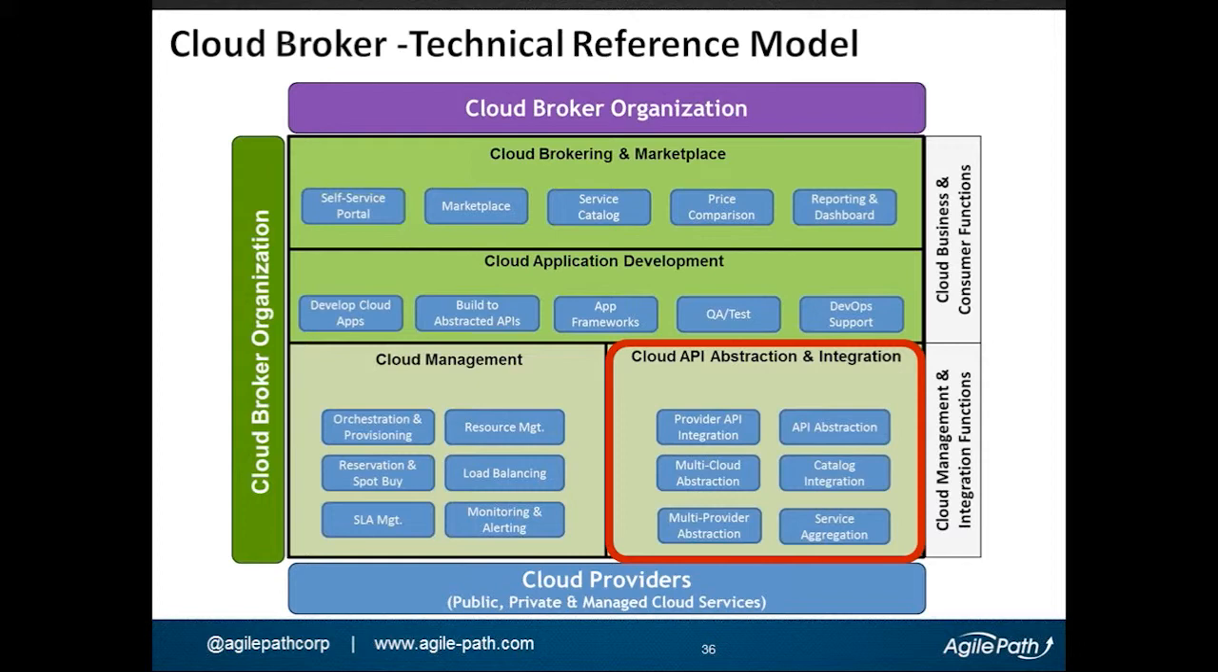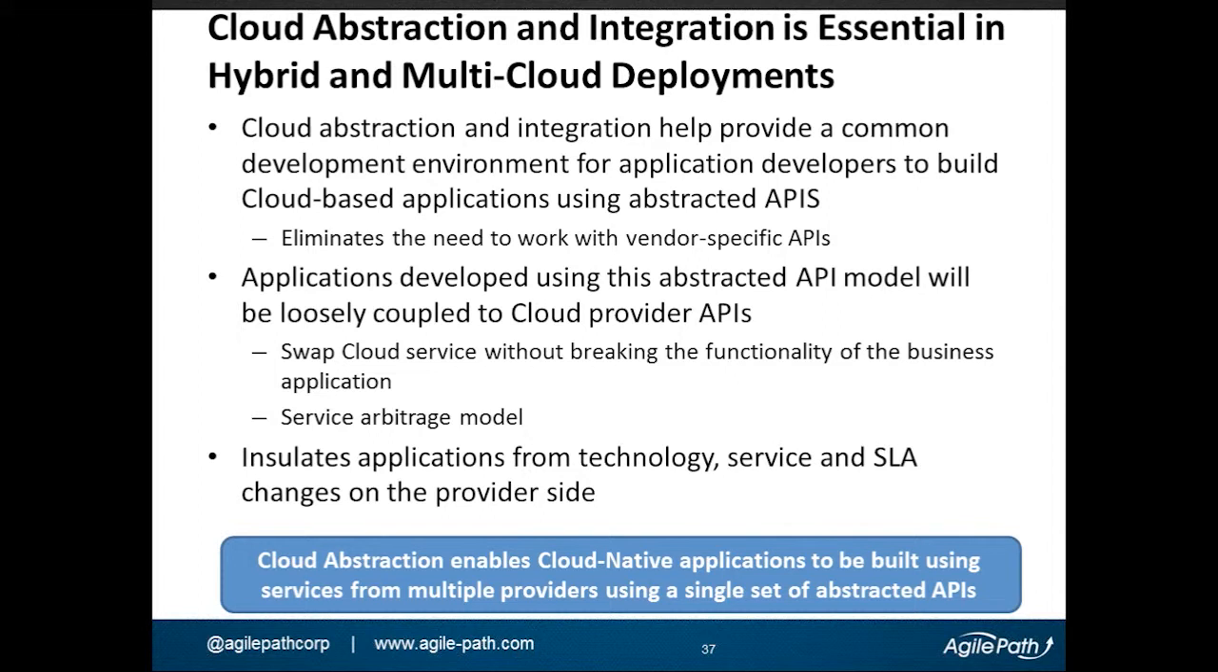You're providing catalog integration, so when these providers expose their catalog, you're actually aggregating their catalogs into the service catalog of the broker, and then getting that whole overall service aggregation model. So that's kind of the high-level bucket of cloud API abstraction and integration. This integration layer provides a common development environment for your developers to build native cloud apps using the abstracted APIs rather than getting into the gory details of provider-specific APIs. This insulates the app from changes at the back end on the provider-side APIs, but it also allows you within an application to potentially swap out equivalent services from one provider to another.